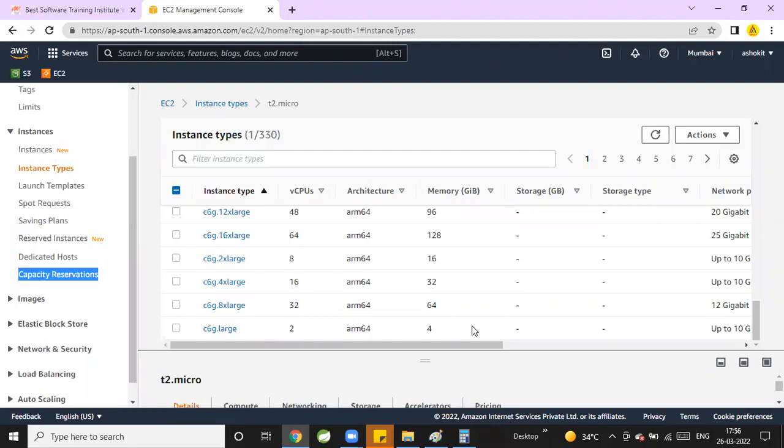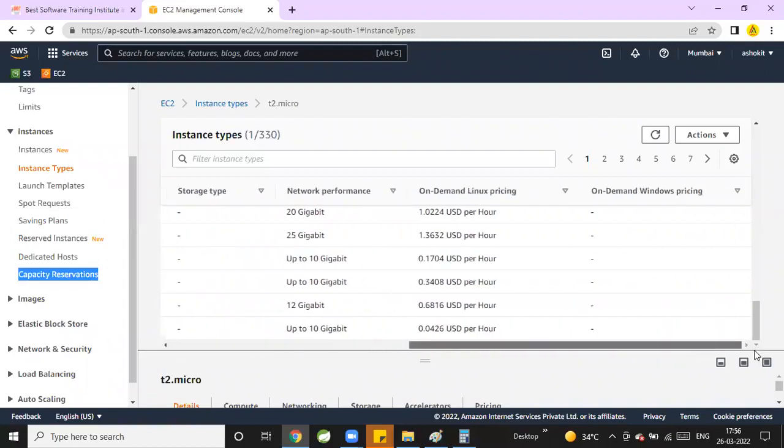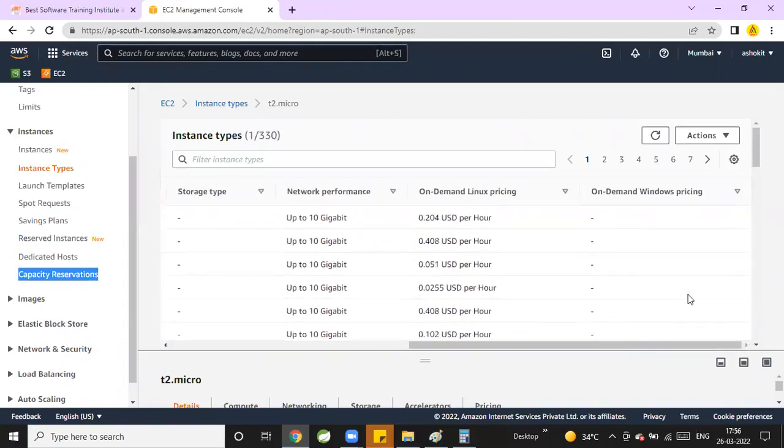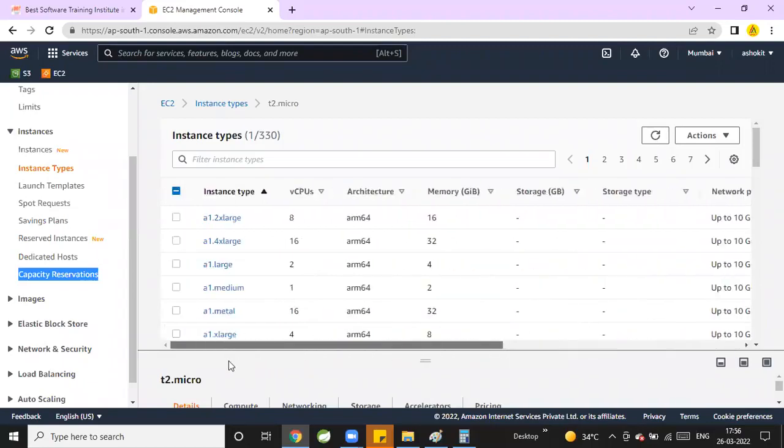The pricing for Windows and Linux is different. What is the pricing for the micro instances per hour? 0.01 USD, 0.012 for Linux. For Windows, 0.017. That is the pricing model that AWS is providing.